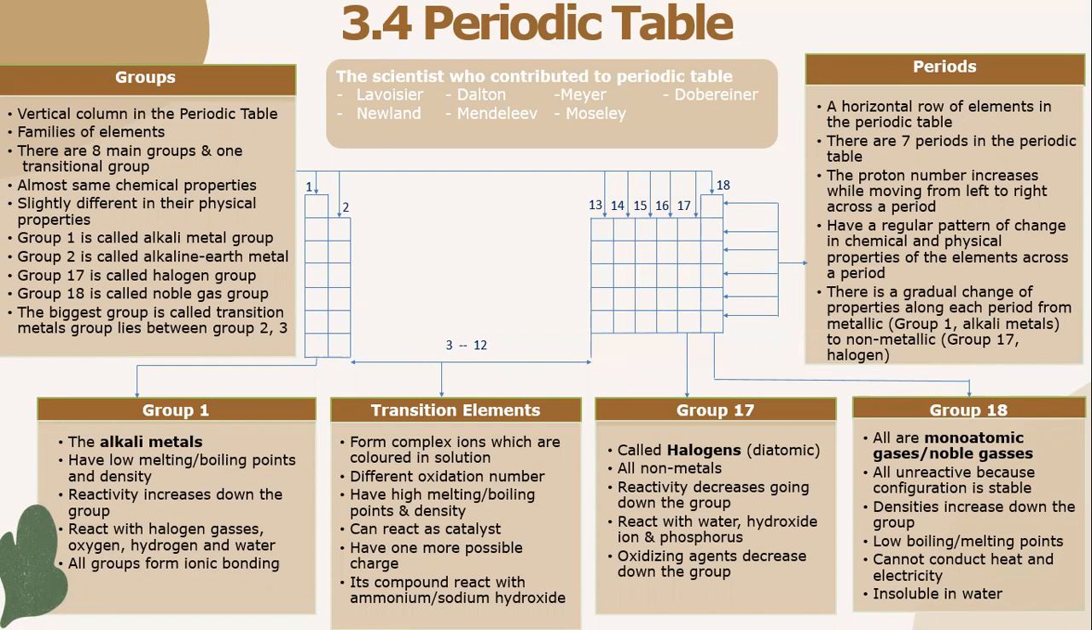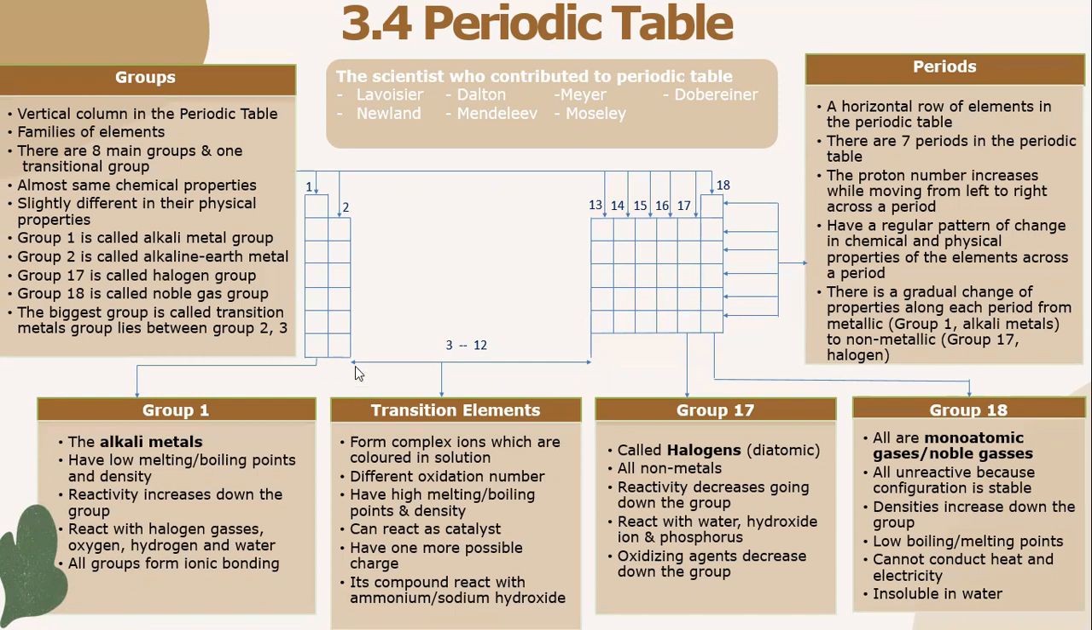You will see under group 17. Group 17 is called halogen. Halogens are all non-metals, and reactivity decreases going down the group. Oxidizing agent strength decreases down the group.